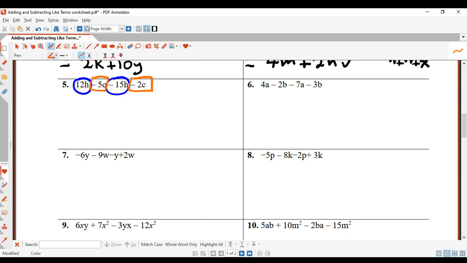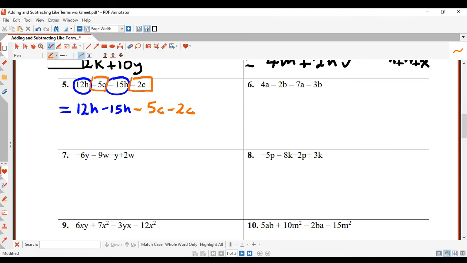So I've got the pairs of like terms. So let's now put them together. We're collecting the like terms. So put the h terms together. And then we're going to put the c terms together. Now notice this is minus 5c or negative 5c. And this is minus 2c.